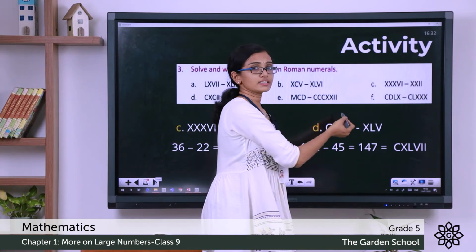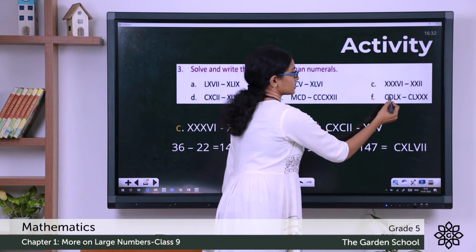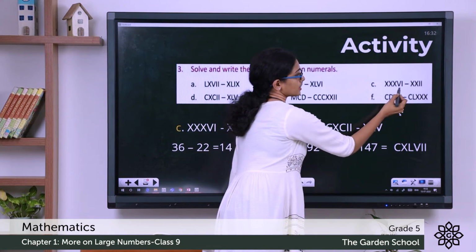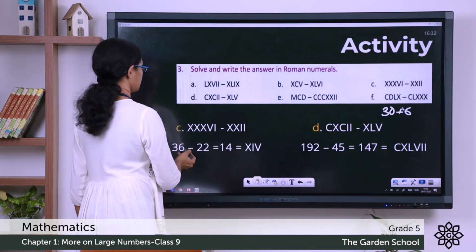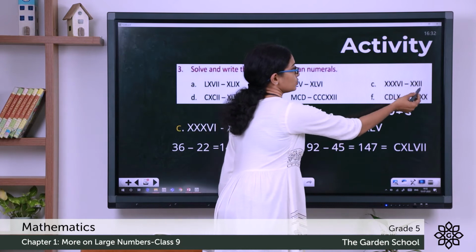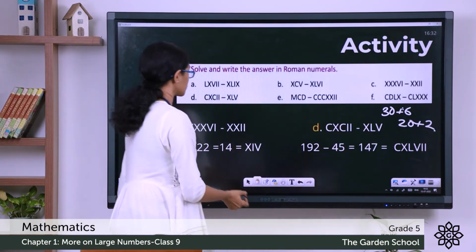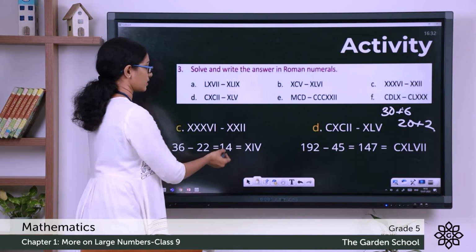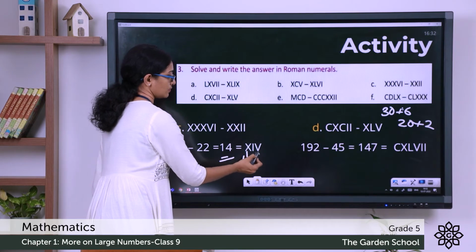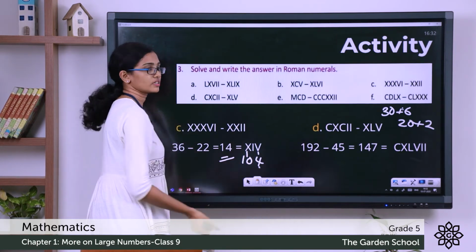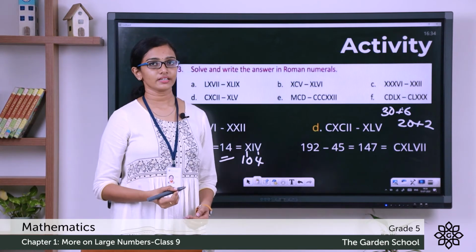Here you have 3X, so that equals 30. 3X equals 30 plus here you have a 6, so it's 36 minus 2 tens, that is 20, plus 2 I's, it's 22. So 36 minus 22 gives you 14. So this is 10 and here you have a 4. So 10 plus 4, 14. It's the Roman numeral for this one. Now let's see question D.